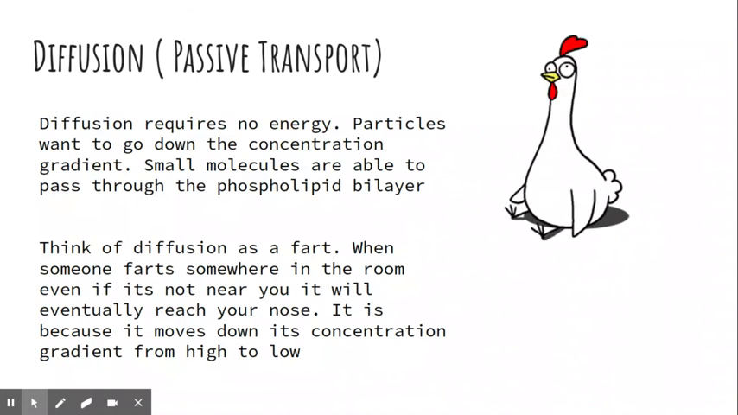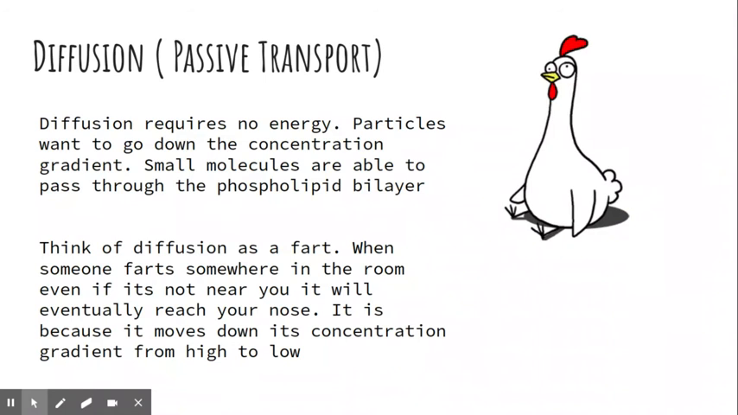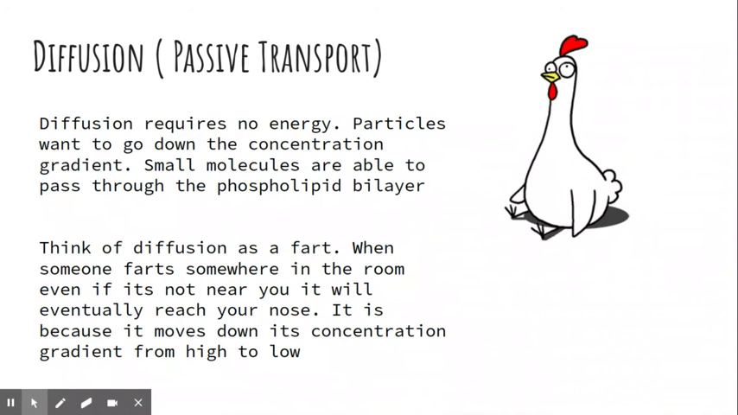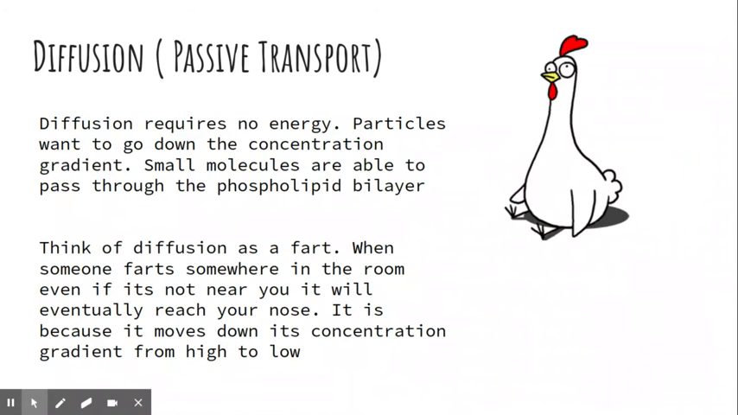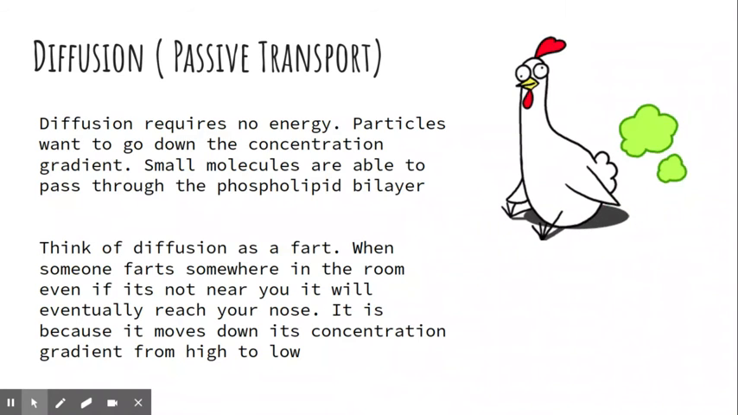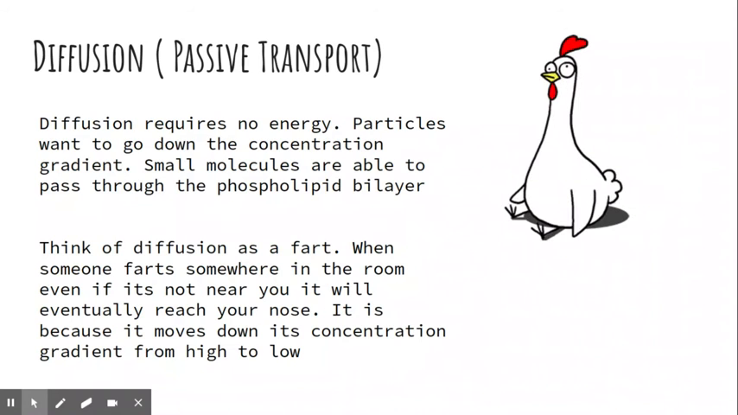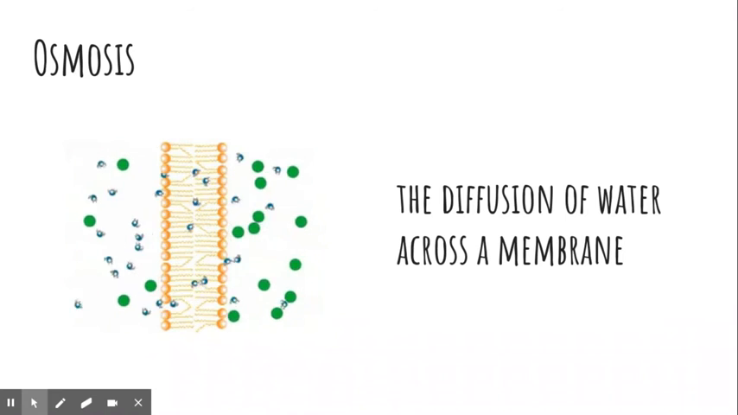If you're having a hard time picturing diffusion, kind of think of diffusion like a fart, okay? When someone farts in a room somewhere, and it's not even near you, eventually you're going to smell it. Why? Because the particles are trying to move to an area where there's less of them. So it's really concentrated by where the fart is, but eventually those particles are going to spread out across the room, and you're eventually going to smell it because they moved from an area of high concentration to low, and it's going to be more near you where you weren't near the fart. Now, diffusion, high to low.